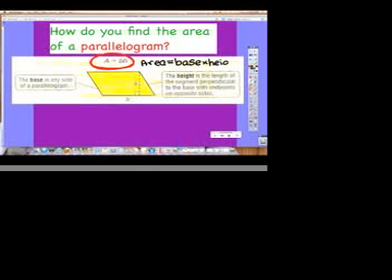Okay, so here you go. To find the height, it's always going to be 90 degrees to the bottom of the parallelogram. So check for your 90-degree angle. There's your H. Maybe highlight it on your notes. Height is always right here, 90-degree angle. Check for that.